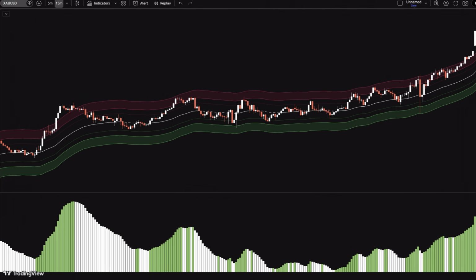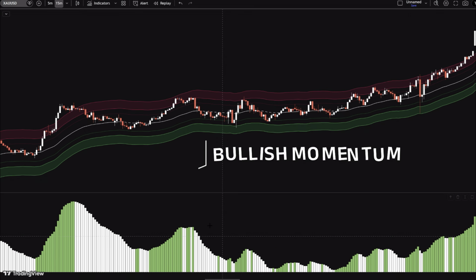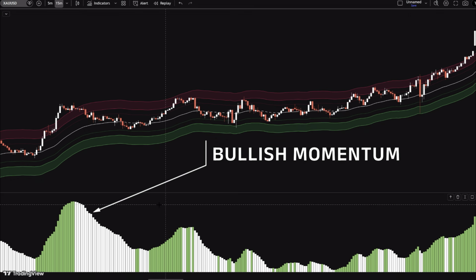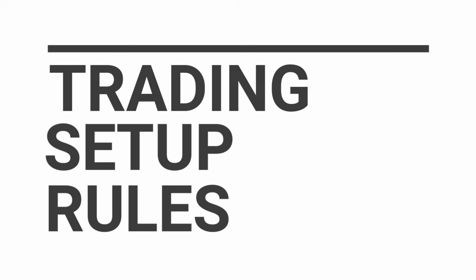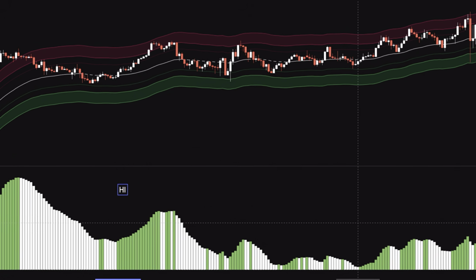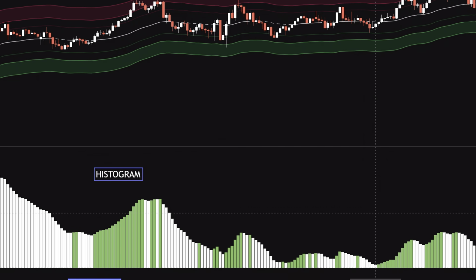Here's the logic. Histogram above 0 means bullish momentum is dominant, the market is in an upward pressure state, and histogram below 0 means bearish momentum is in control. That's it. You're not predicting. You're reading what the market is already telling you. XAUUSD gold 15-minute chart. First condition, CM-MACD histogram is above 0, green bars. That tells you there's bullish momentum behind the market right now.